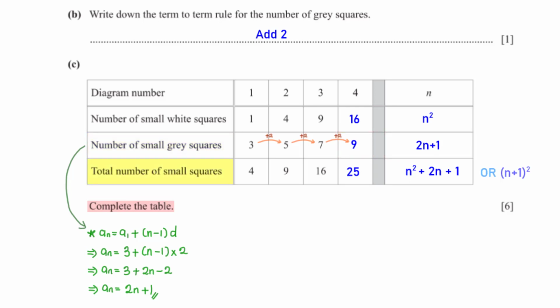To get the total number of squares, we simply add the number of small white squares to the number of small gray squares. So for the total number of squares in diagram 4, we have 16 plus 9, which is equal to 25. And for the nth term, we have n squared plus 2n plus 1. This can also be written as (n plus 1) squared.